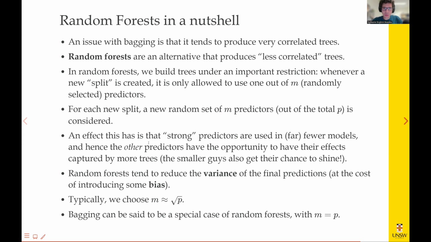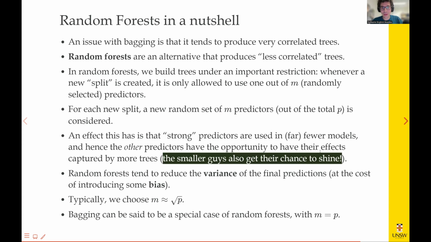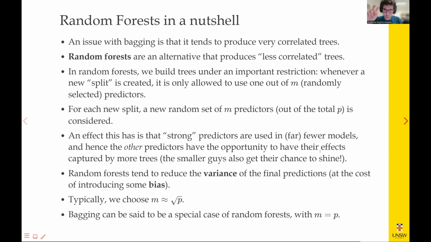So if we restrict the predictors on which the splits can be made, we let the other predictors, the ones that are not so strong at the first step, we give them the opportunity to have their effects captured by many more trees. So we kind of force the trees to be more different in some sense. This is not very formal language, but the smaller guys also get their chance to shine. It's not always the strongest predictor that is picked as the first split in the tree.